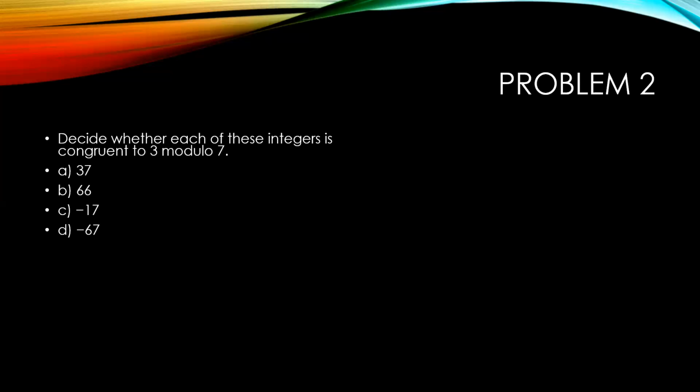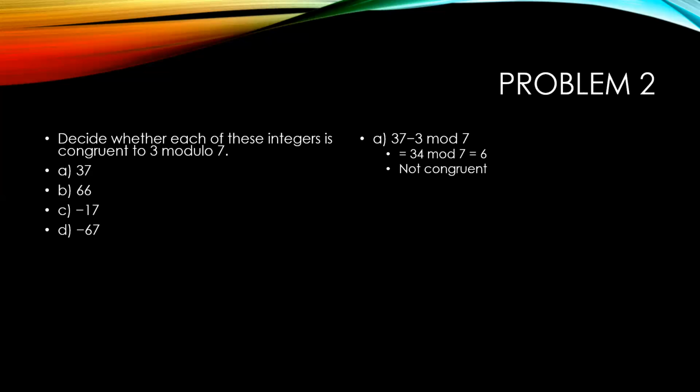Okay, so let's start with 37. So 37 minus 3 mod 7. The result is 34 mod 7. And when we divide 34 by 7, the remainder is 6. So it means not congruent since it's not 0. So it's not divisible by 7 when we subtract 3 from 37.